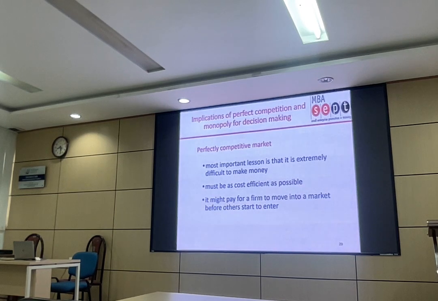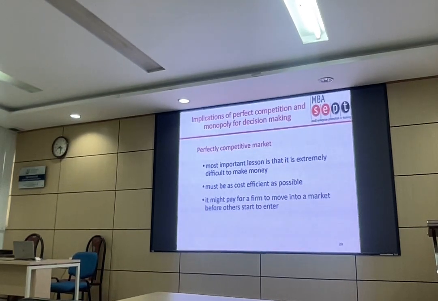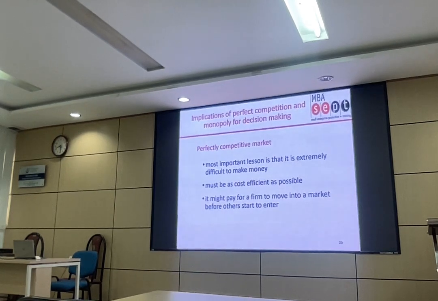Now, some lessons from the perfectly competitive market and from monopoly. That can be the lesson: if you act in a perfectly competitive market, what should you do? And what if you operate in a monopoly market? For a perfectly competitive market, first, it's very difficult to make money because you are the price taker. And the solution is to try to reduce the cost, to make the cost efficient.